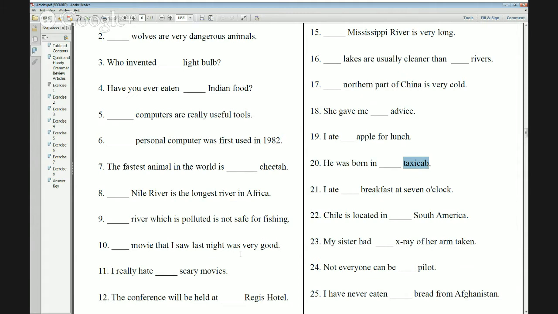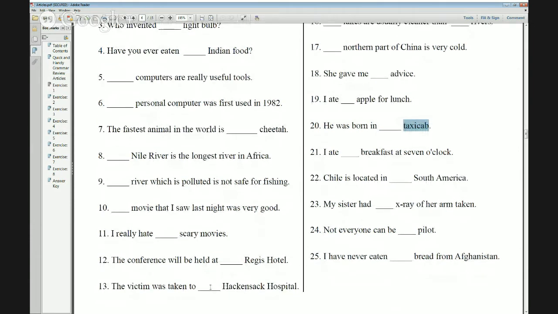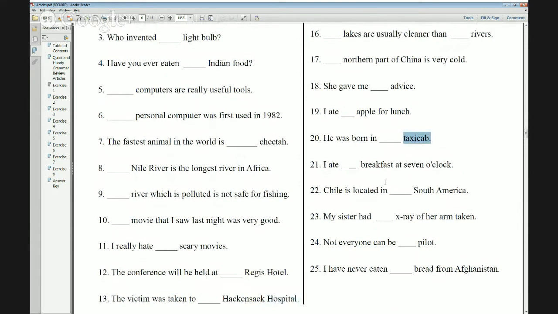But remember the hospital here. We had the Hackensack Hospital. So we have a name. So we know what hospital it was. Do we know what taxi it was? It's just any taxi, like any hospital. Any taxi. Yeah, so he was born in a taxi cab. Very good. Yeah, he was born in a taxi or taxi cab. Very good. 21.